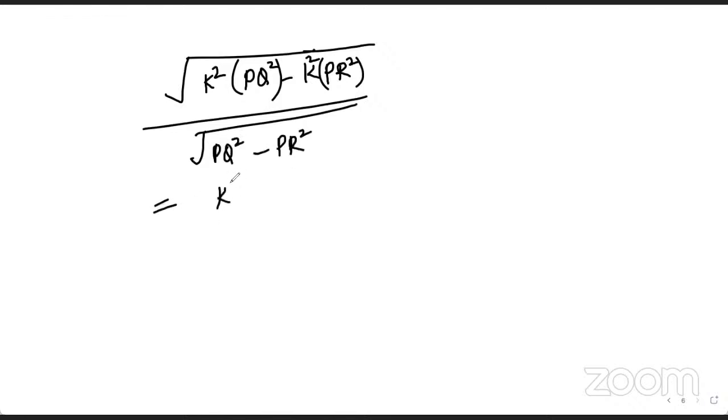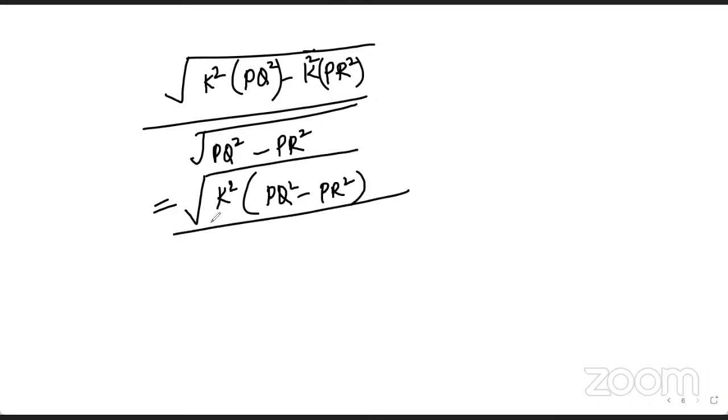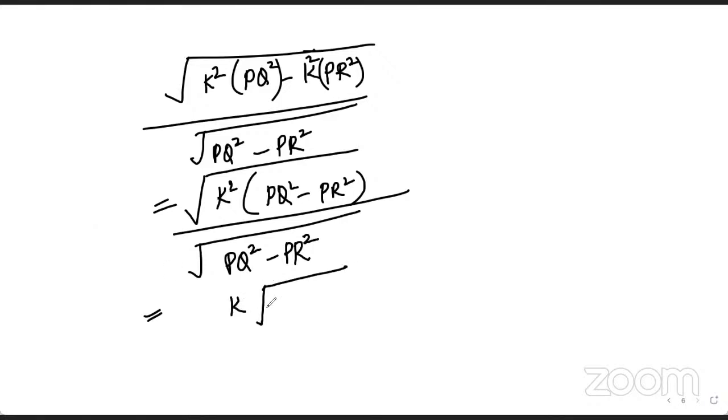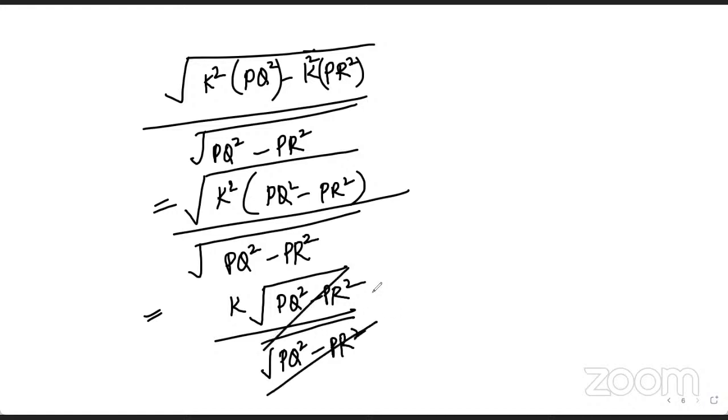From the above one, if I take K square common, I'm going to get PQ square minus PR square, and this will be under root. So from this K will go out, so it becomes K under root PQ square minus PR square. This will become PQ square minus PR square, so this gets cancelled, I'll get K. Therefore, BC upon QR is equal to K.